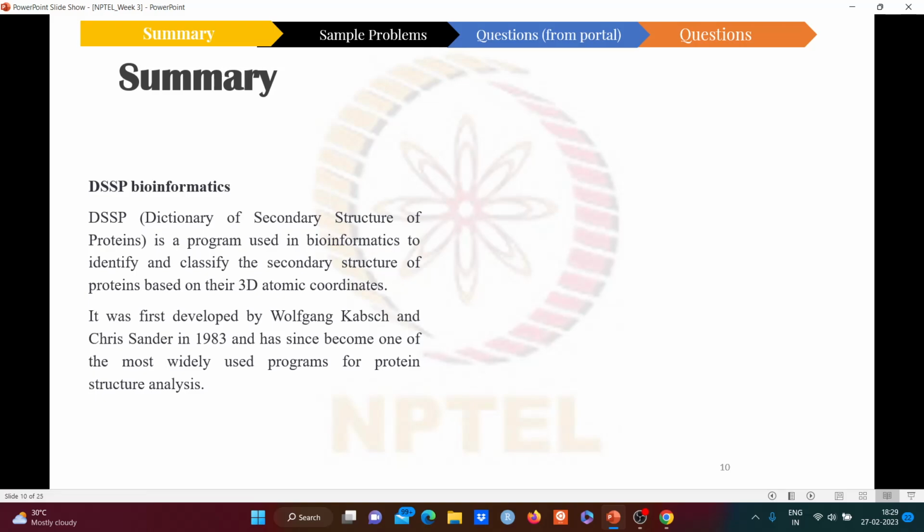The DSSP program works by analyzing the coordinates of each amino acid in a protein structure, which can be obtained from the PDB file, or the three-dimensional XYZ Cartesian coordinates of the amino acids and their positions. So these data can be obtained from X-ray or NMR experiments. This DSSP program assigns the secondary structure state to each residue based on the position and orientation of its backbone atoms.